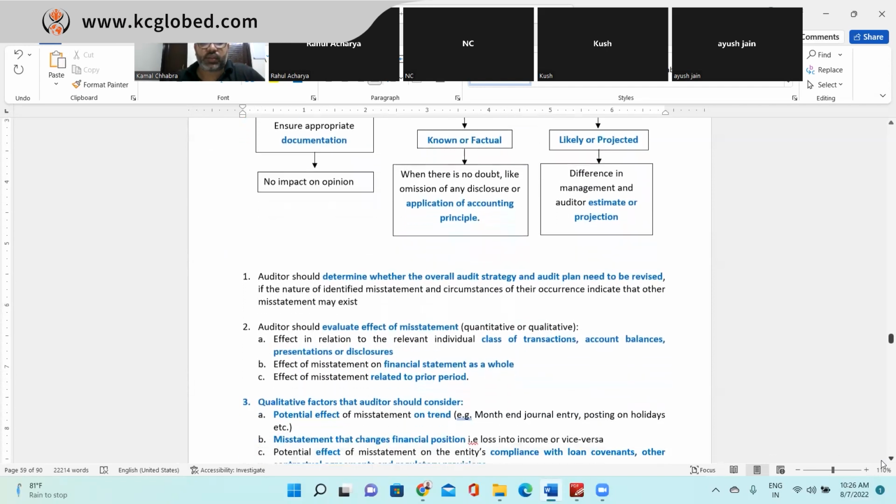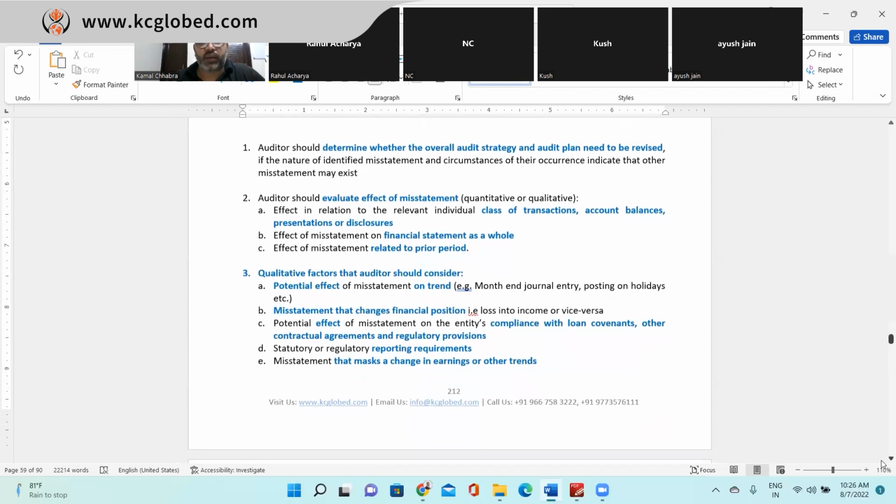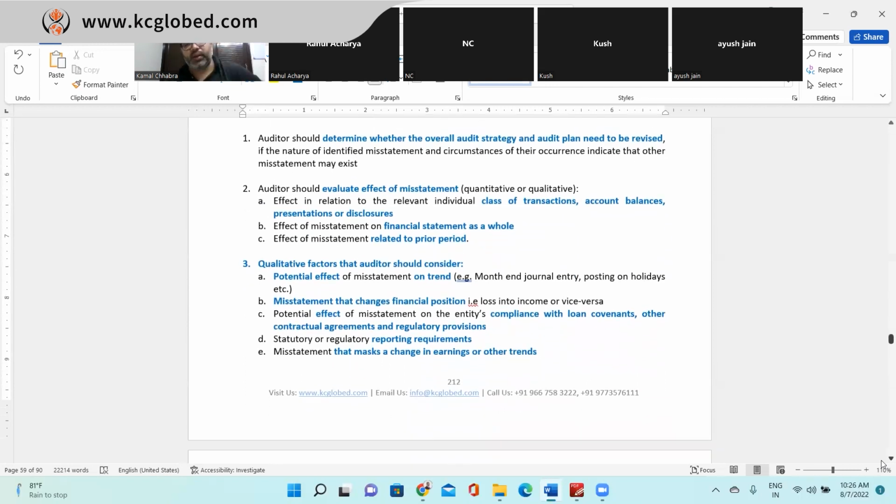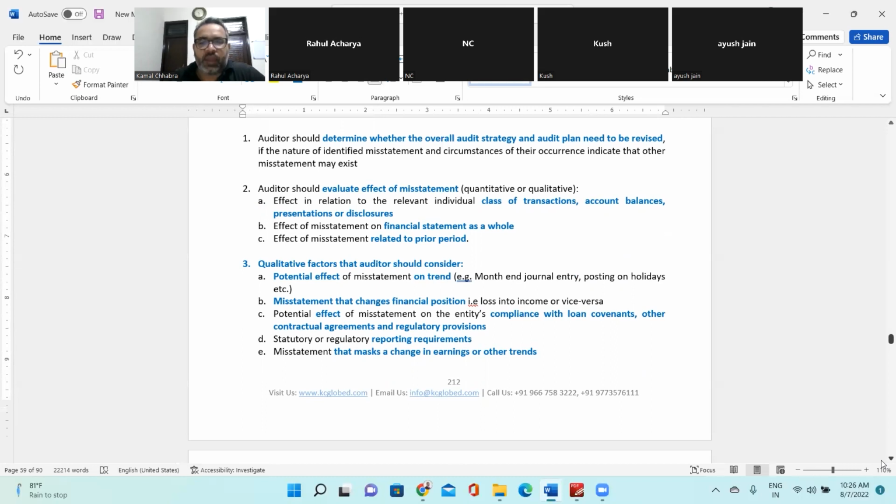Now let's understand the theory. The auditor should determine whether the overall audit strategy and audit plan need to be revised if the nature of identified misstatements and circumstances of their occurrence indicate that other misstatements may exist. So when you identify certain misstatements, you need to look at whether there is a change required in the overall audit strategy or audit plan, or in the audit strategy and plan for the respective financial statement line item. And if required, then you need to update that plan and perform the additional audit procedures, right?